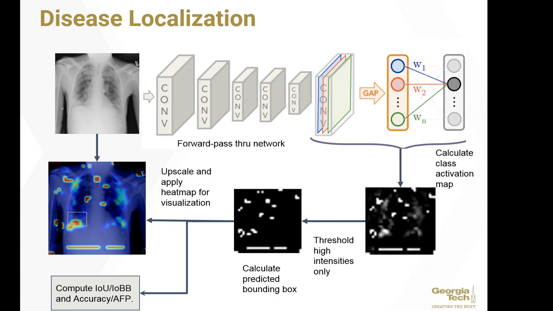Then we generate a bounding box for the largest high-intensity area. We then compute the intersection over union between the bounding box and the ground truth bounding box. Finally, we aggregate the result to calculate the final accuracy and average false positive for each pathology.